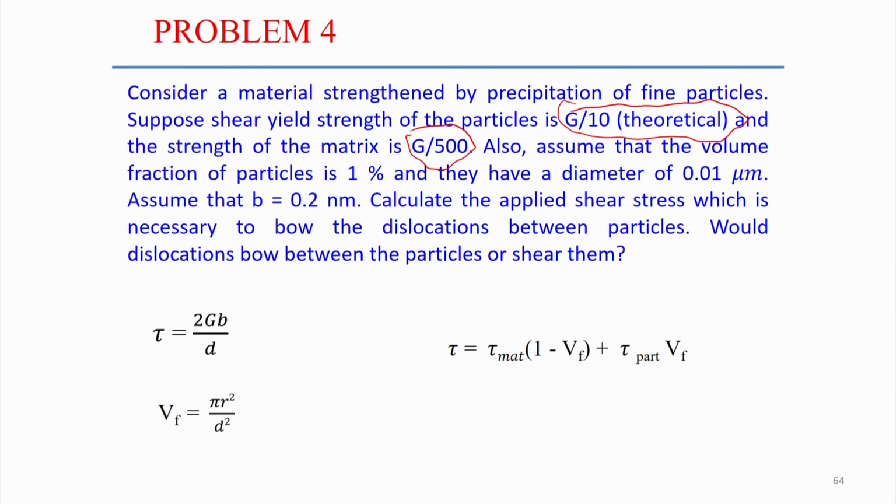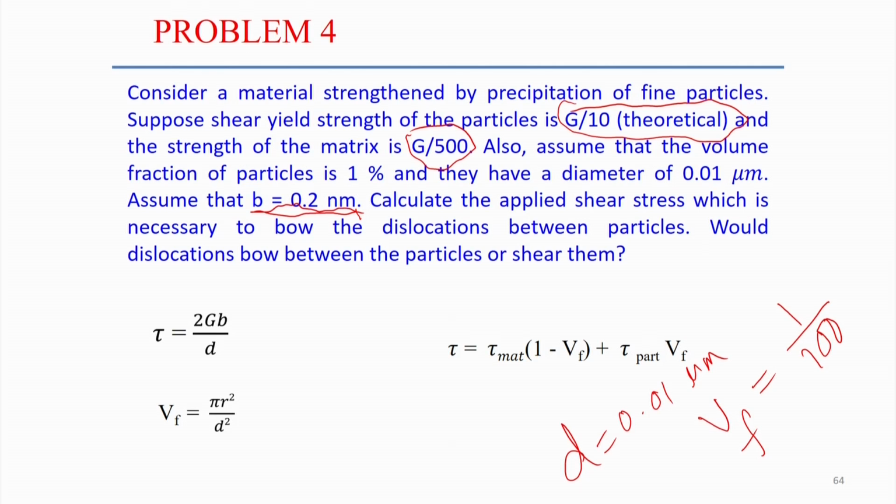Also assume that the volume fraction of the particles is only 1%. That means VF is 1 by 100. The particles have a diameter of 0.01 micrometer, so D, the particle diameter, is equal to 0.01 micrometer. Assume that b equals 0.2 nanometer. That means the Burger's vector is given as 0.2 nanometer.